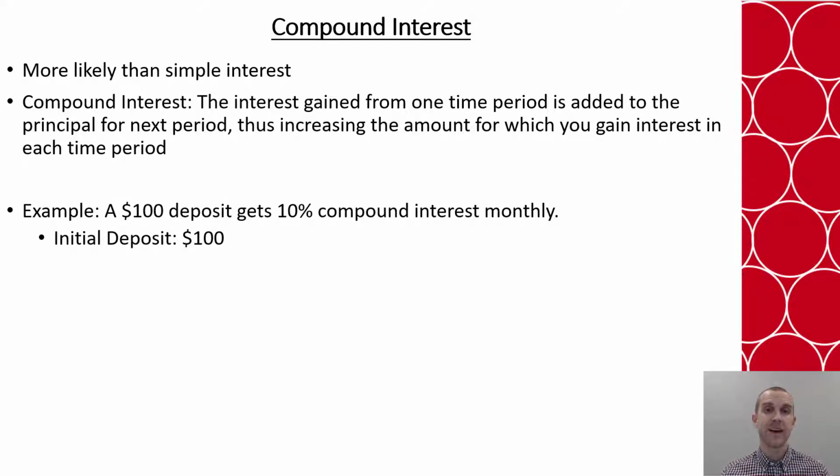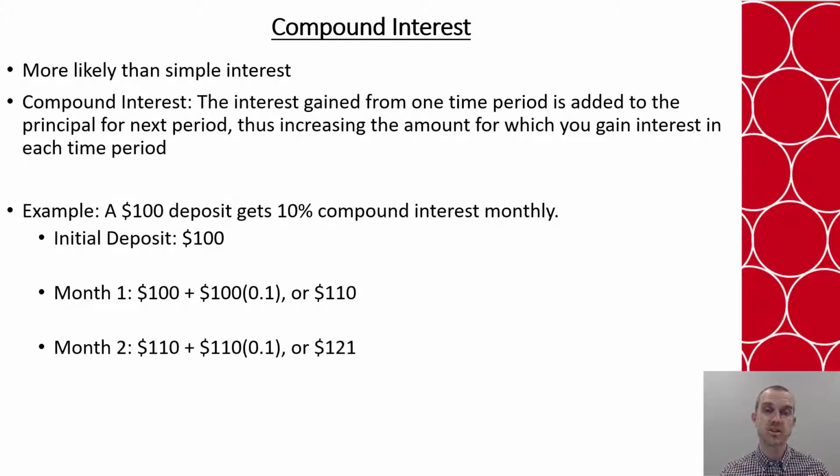$100, after the first month we gained 10%, but now we have $110 in the account. So when we go to month 2, we're no longer basing the principal off of where we started, but we're basing it off of where we ended month 1. So now our new principal is actually $110, and we're taking 10% of $110 instead. So now that creates a new amount of $121.